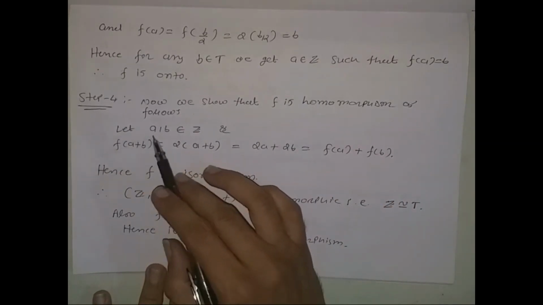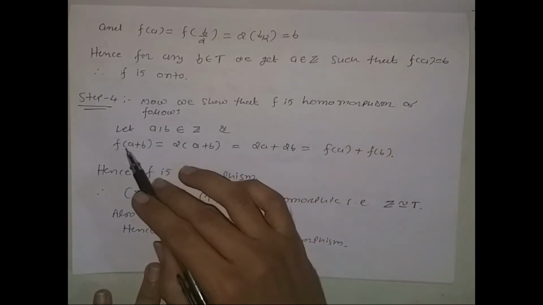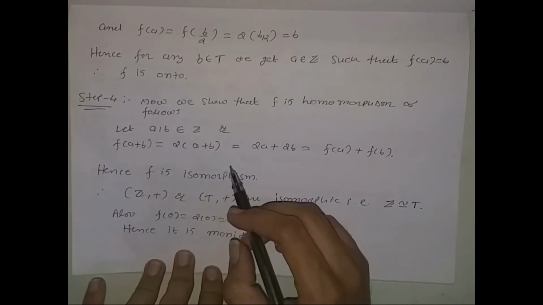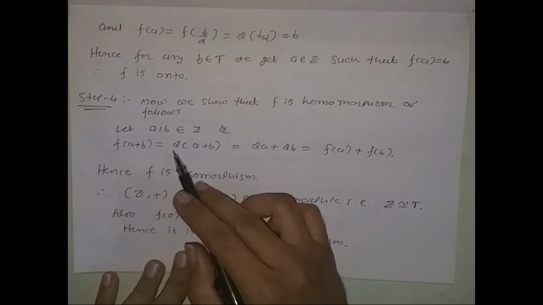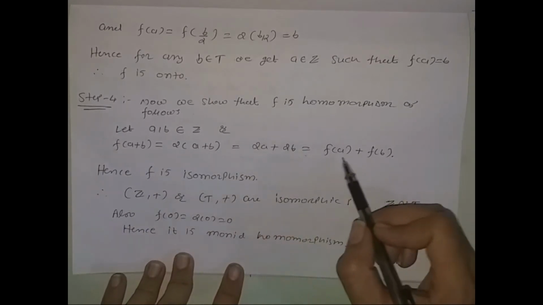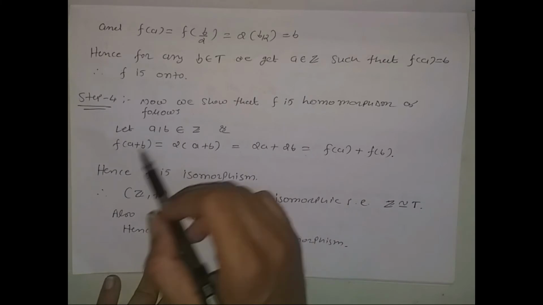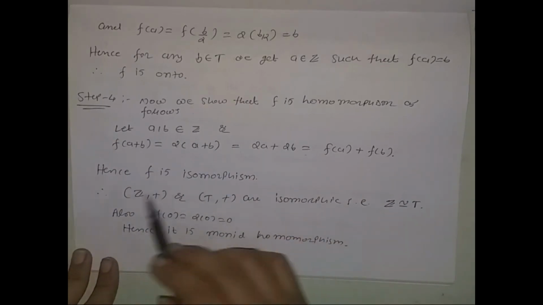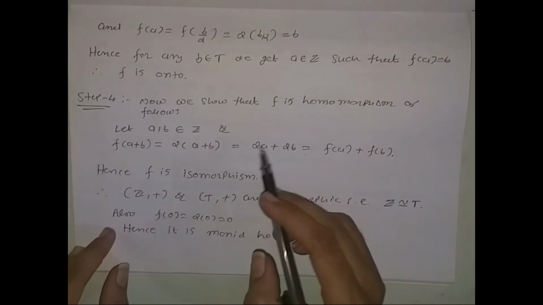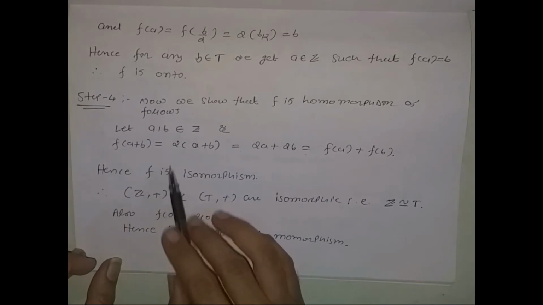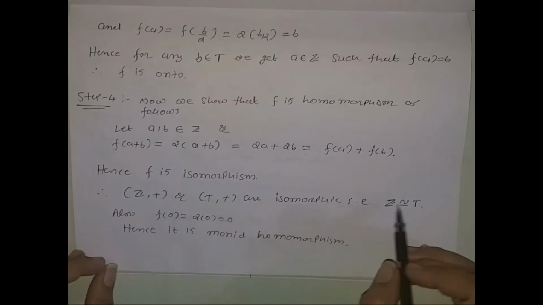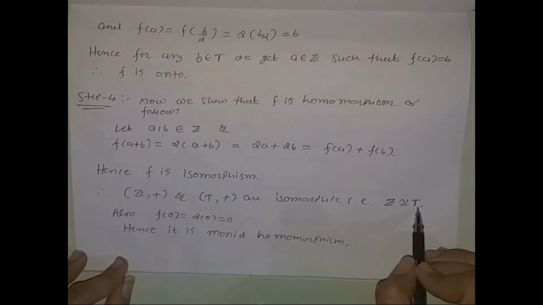So let a, b belong to Z, arbitrary. Now f of a plus b. In both our semigroups the binary operation is addition. f of a plus b is equal to 2 times a plus b. This is equal to 2a plus 2b, which is equal to f of a plus f of b. These are the easy steps. So f is a homomorphism as well as 1-1 and onto. So f is an isomorphism. So Z plus and T plus are isomorphic, that is, Z is isomorphic to T.